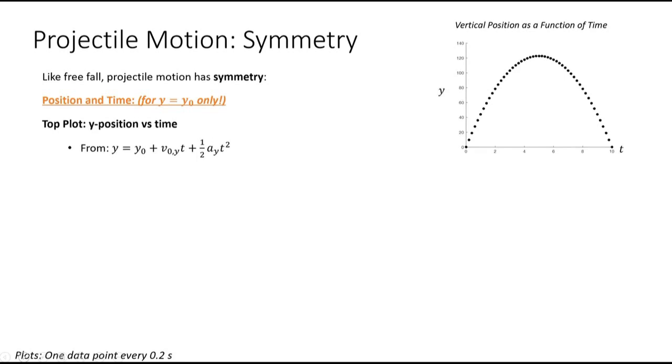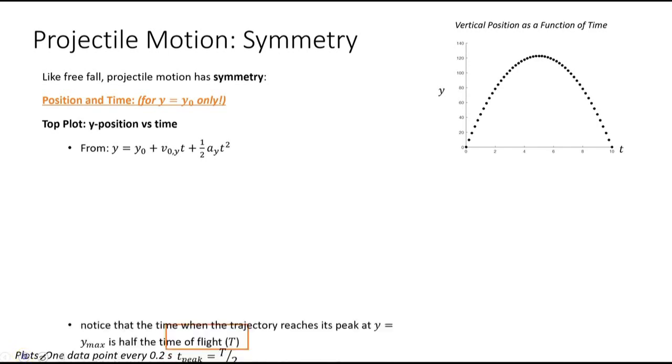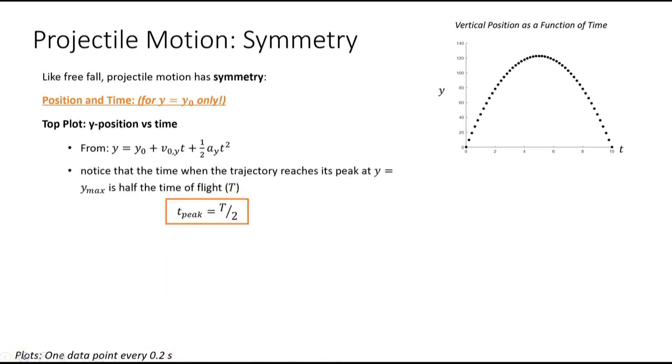Okay, so we'll start with position versus time, specifically vertical position as a function of time. I've plotted it using one of our basic equations of motion, and I've plotted a data point every 0.2 seconds here. Looking at this plot, we can see that the time it takes the projectile to reach its peak is exactly half of the total time of flight. So let's look at that in a little bit more detail here.